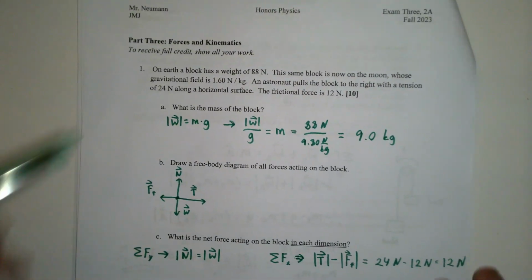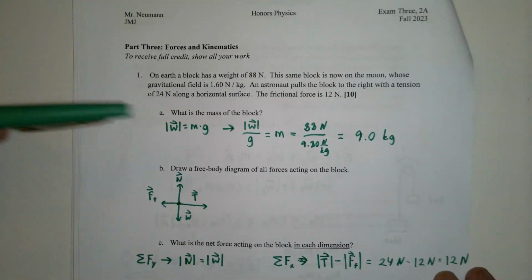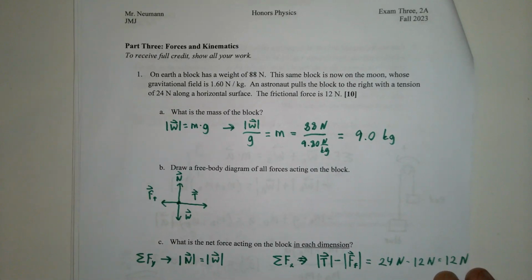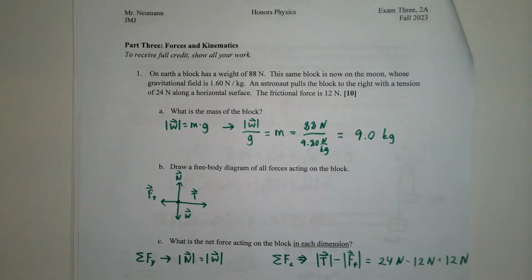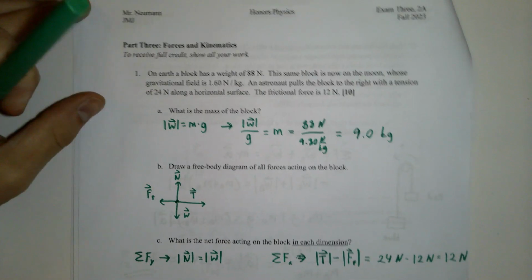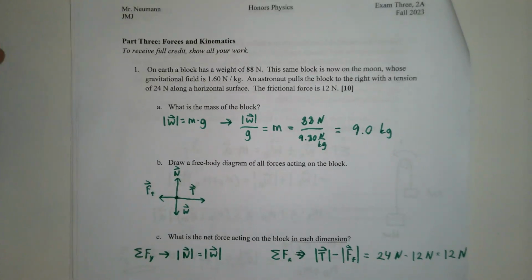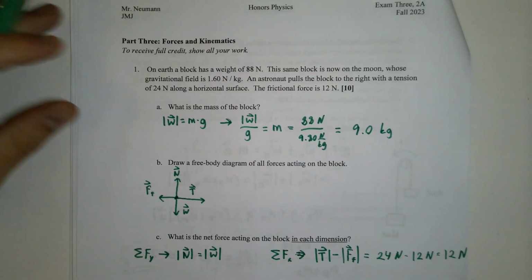So now we're in part 3 for forces and kinematics. To find the mass of this block, we just need to go to our weight formula. It depends on the mass and the gravitational field of that block. We find that the block that has 88 newtons on Earth, so we use Earth's gravitational constant of 9.80 newtons per kilogram. We find that the mass of that block is 9.80 kilograms.